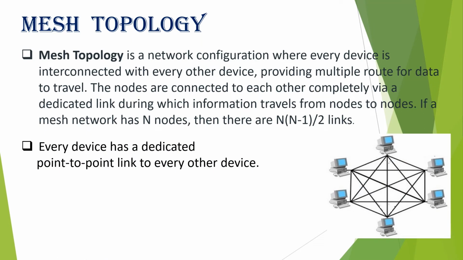Mesh topology. Mesh topology is a network configuration where every device is interconnected with every other device, providing multiple routes for data to travel. The nodes are connected to each other completely via a dedicated link during which information travels from node to node. If a mesh network has n nodes, then there are n(n-1)/2 links. Every device has a dedicated point-to-point link to every other device.